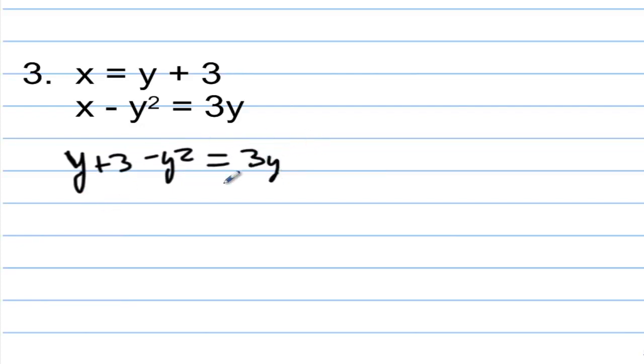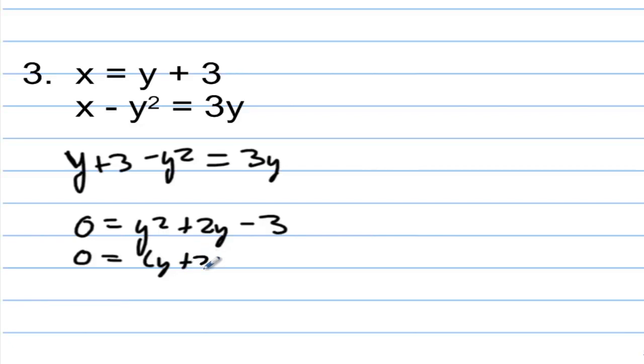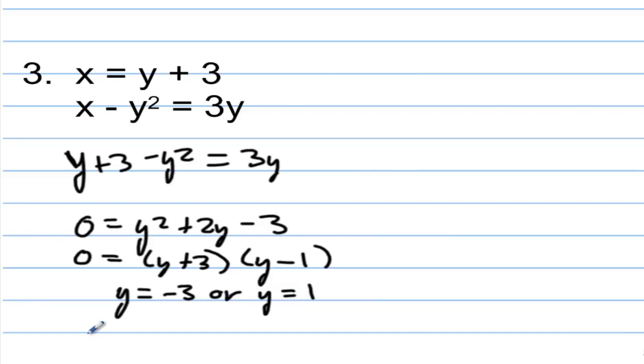Let's get everybody to the same side. We have 0 is equal to y squared plus 2y minus 3. 0 is equal to y plus 3 times y minus 1. Y is equal to negative 3, or y is equal to 1. Now we got to plug that back in somewhere. We have something comma negative 3, and we have something comma 1.